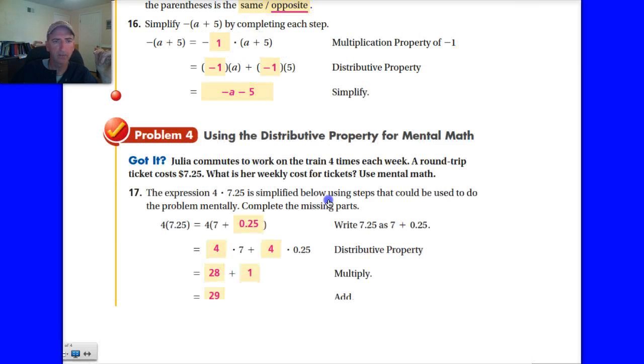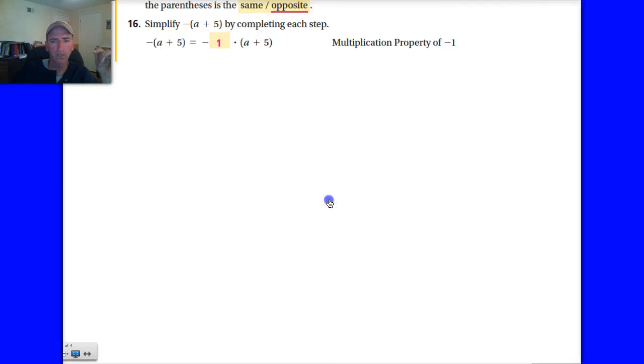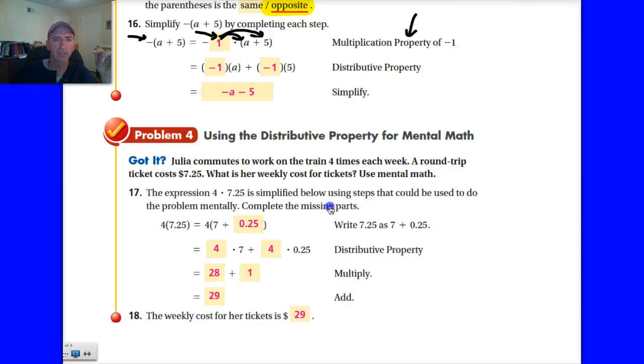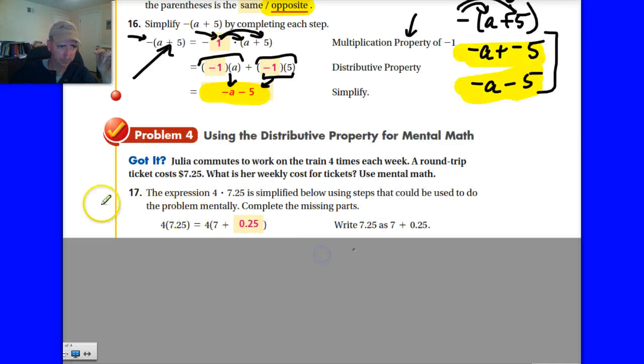All right, Julia commutes to work on a train 4 times a week. A round-trip ticket costs $7.25. What is her weekly cost for tickets? Use mental math. Well, let's see what they do here. It's really interesting. They say use mental math, and then they work it out for you. They're probably wanting you to do the mental math first and then go ahead and fill in your notes. At this point here, this is an interesting one.